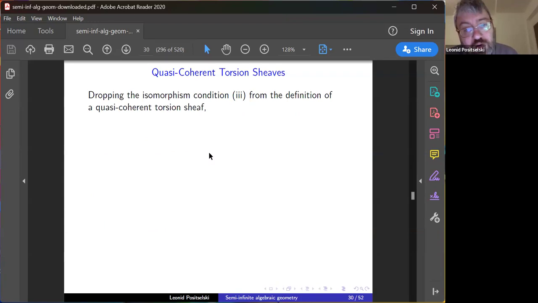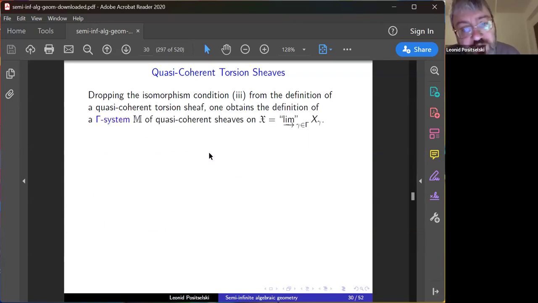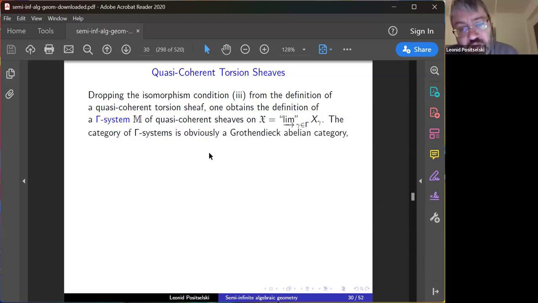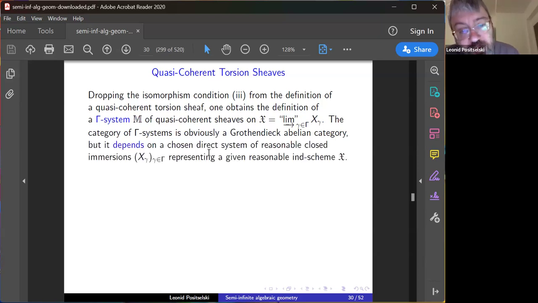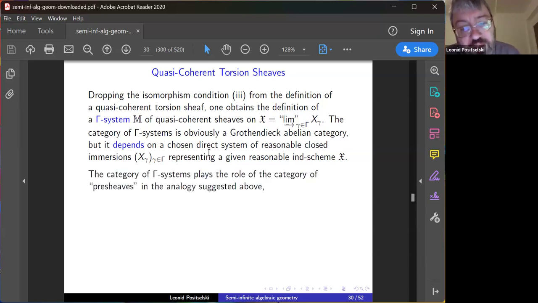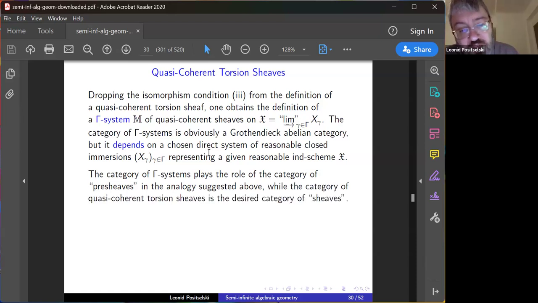Dropping the isomorphism condition 3 from the definition of a quasi-coherent torsion sheaf, one obtains the definition of a gamma-system of quasi-coherent sheaves on X. The category of gamma-systems is obviously a Grothendieck abelian category, but it depends on the chosen direct system of reasonable closed immersions representing a given reasonable ind-scheme. The category of gamma-systems plays the role of the category of presheaves in the analogy suggested above, but the category of quasi-coherent torsion sheaves is the desired category of sheaves.